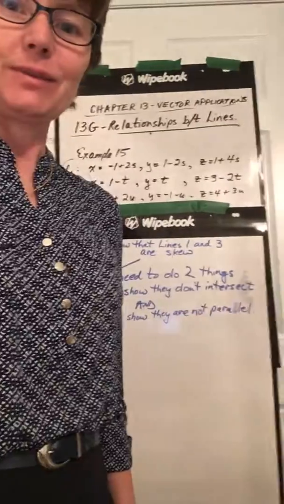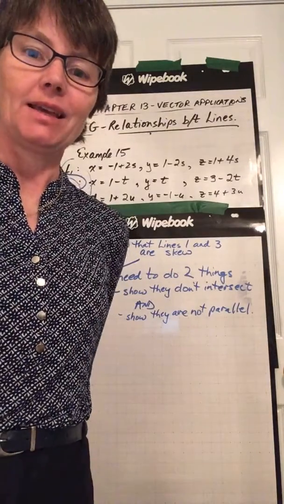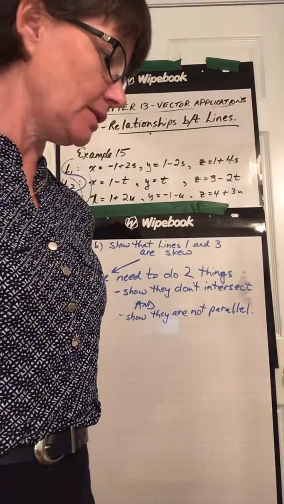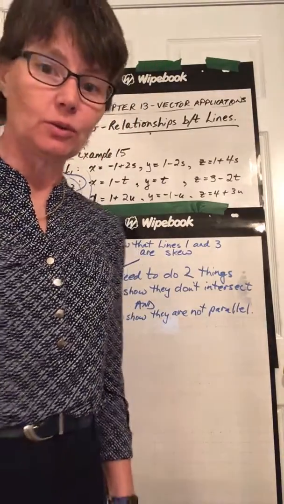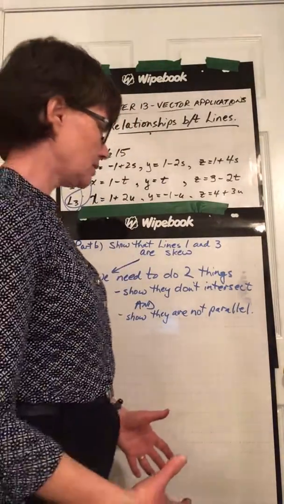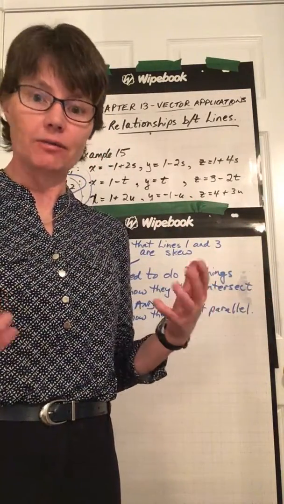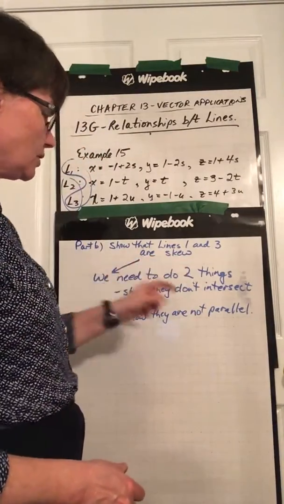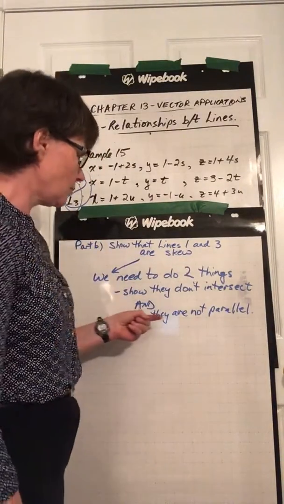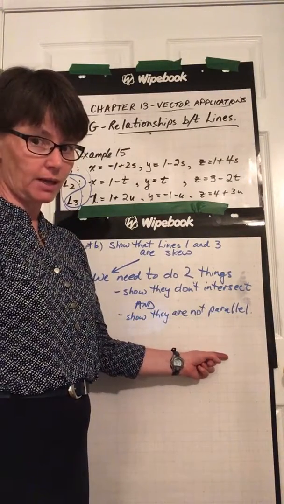Okay, last video, the second part of section 13G in our textbook. This example 15, the second part of it said, show that lines 1 and 3 are skew. So remember, skew means they are in a 3D space and they never intersect. In order to show that they're skew, we actually have to show two things. We have to show that they don't intersect, and we also have to show that they're not parallel.